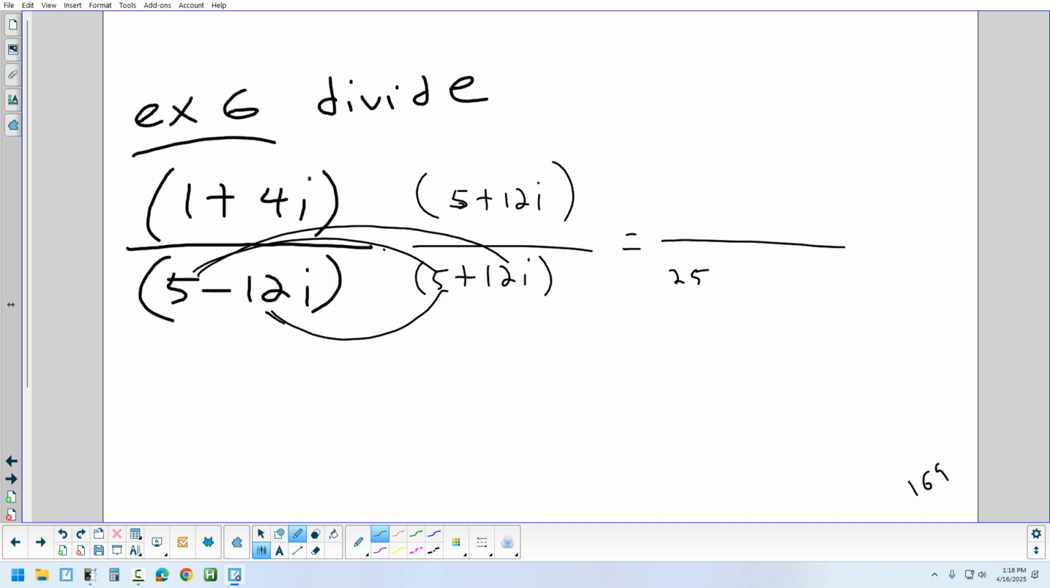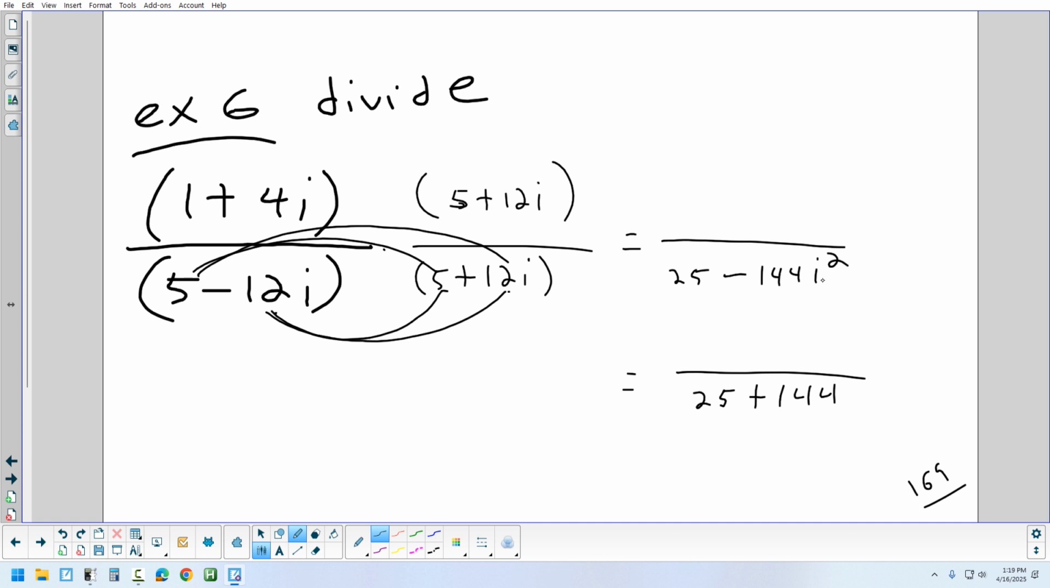What's a negative times positive? Negative. And what's 12i times 12i? 144i squared. But i squared would be negative 1. And then you're going to end up with 25 plus 144. Would that equal 169? Yep, because you're going to change that to negative 1, and it's going to make it a plus. So the bottom you can do kind of fast once you get used to doing it. I'll finish and add those up in a second.